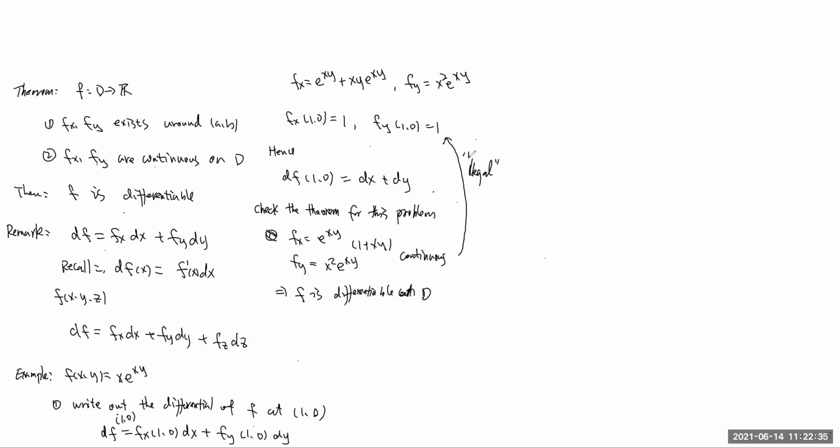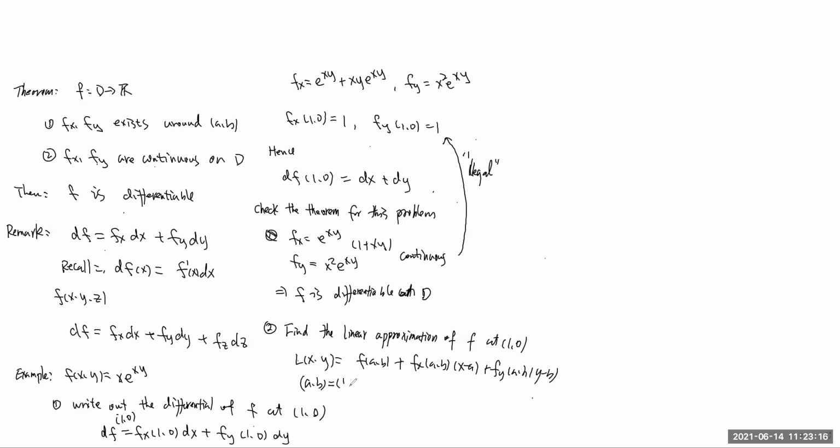Okay. And then the second one, for the second one is find the linear approximation of f at (0, 1). This is just this: f(a,b) + fx(a,b)(x - a) + fy(a,b)(y - b). You plug in (a, b) is (0, 1).